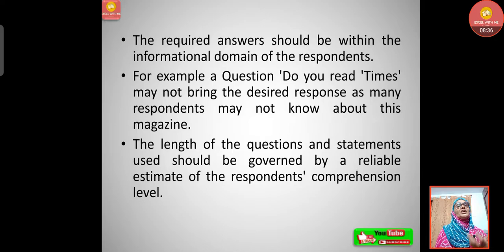So whatever answers are required should be in the domain of the respondent's information. For example, a question, do you read Times, may not bring the desired response, as many respondents may not know about this magazine. Obviously, everybody will not know about the Times magazine. So the questions we are asking should target the group with the proper information. The length of the questions and statements used should be governed by a reliable estimate of the respondent's comprehension level.